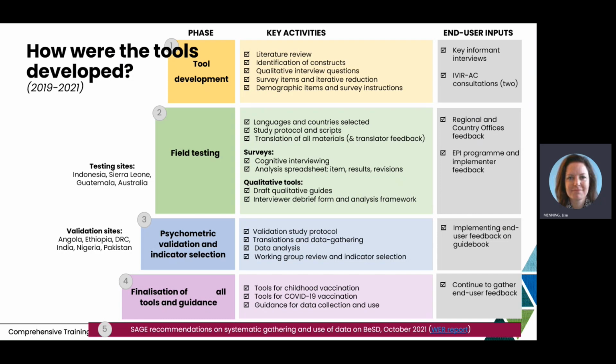We then went into our validation phase where we implemented the surveys and carried out psychometric analysis. And that's where we looked at important factors such as the performance of various items in implementation and what questions gave us the best information and were most comparable between different settings. And we then used that data to inform the finalization of all of our tools. And lastly, we completed the guidance that we have for use of these tools as well.